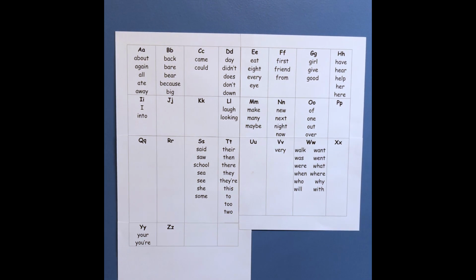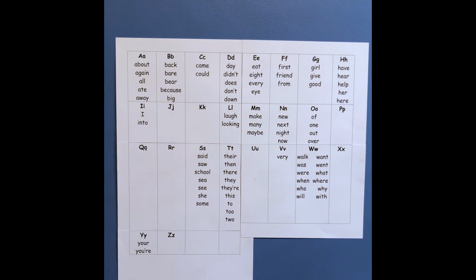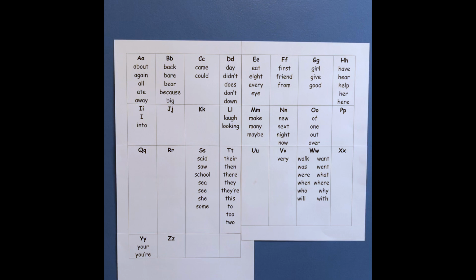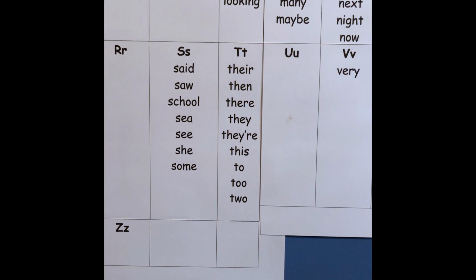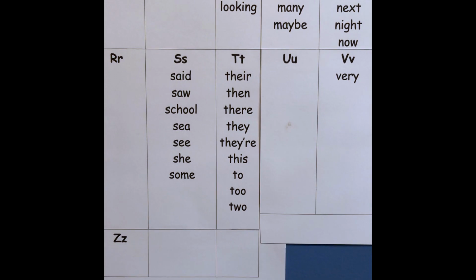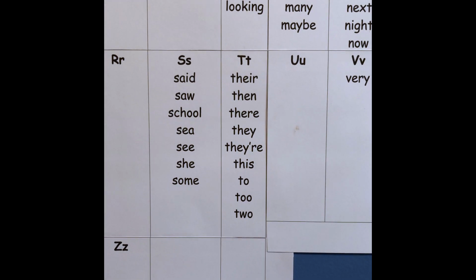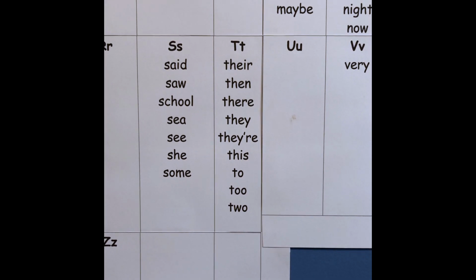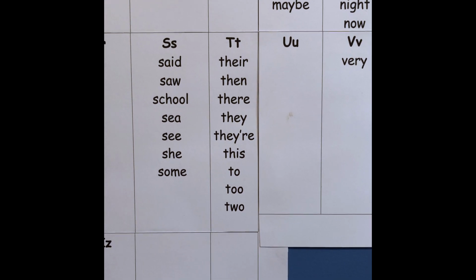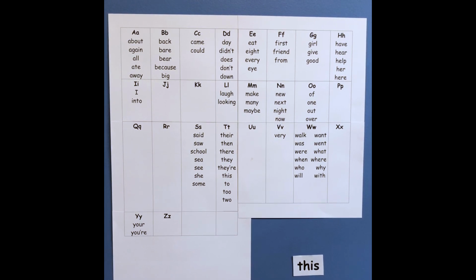Remember, a digraph is two letters that go together to make a new sound. It starts the same as thumb. It has two tall letters and two small letters. It has another word in it. What word is it? The word is this.